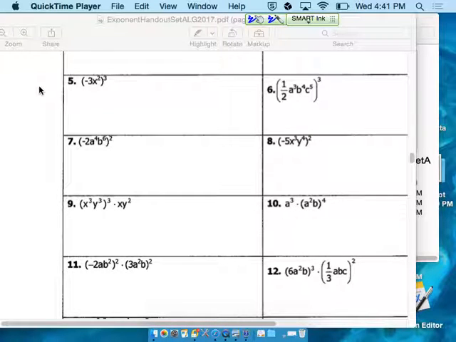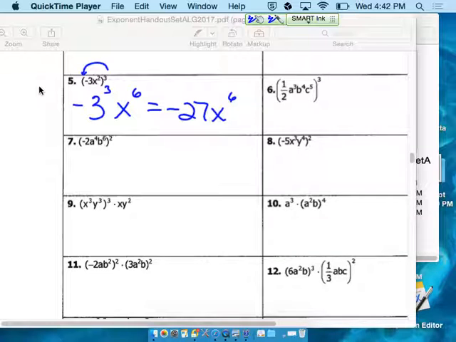Let's do the negative and let's do the fraction, and then I'll stop the video. So here I've got the odd power, the negative base. So that tells me that my product is going to be negative. I would apply the cube to the base of 3, and then I'm going to multiply the 2 and the 3 together on the x to get the power of 6. So this final answer would be negative 27 x raised to the power of 6.